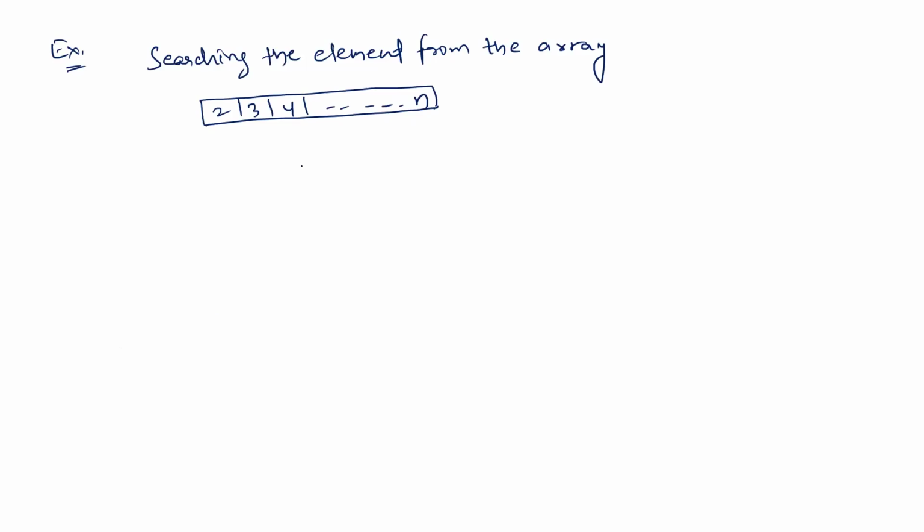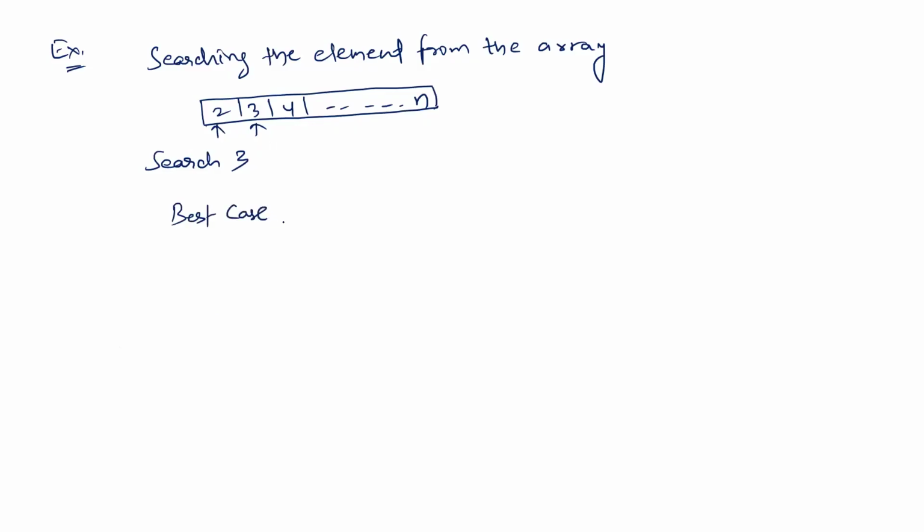Now we have to search by linear search, meaning we will search sequentially. First I will check 2, 3, 4. If I tell you to search for 3, I will start from index 0, then search index 1, and then I will find the element here. In this case we can stop here. This case is called the best case.